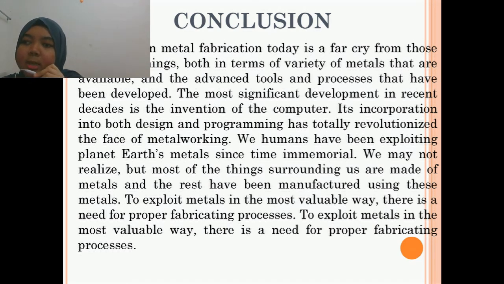We humans have been exploiting planet Earth's metals since time immemorial. We may not realize it, but most of the things surrounding us are made of metals. The rest have been manufactured using these metals. To exploit metals in the most valuable way, there is a need for proper fabricating processes.